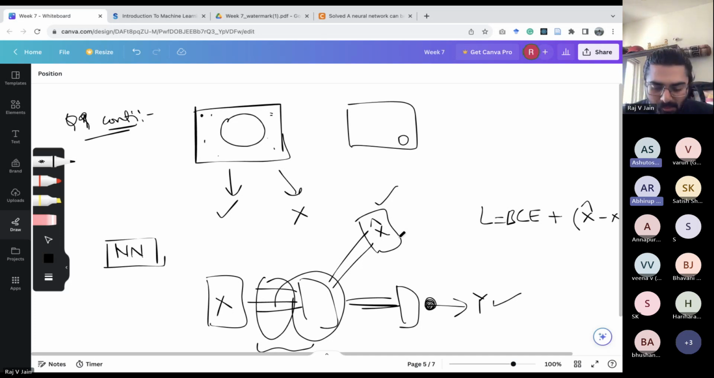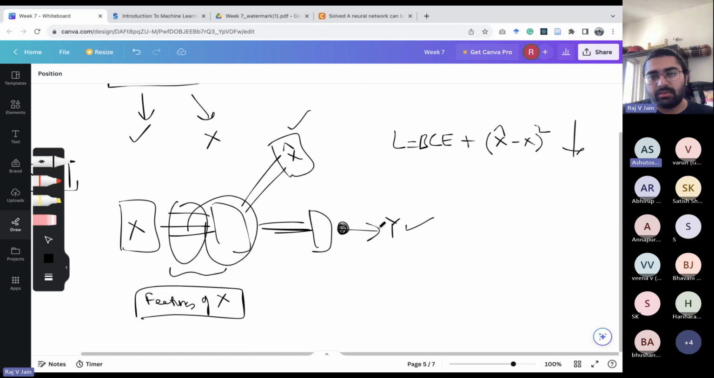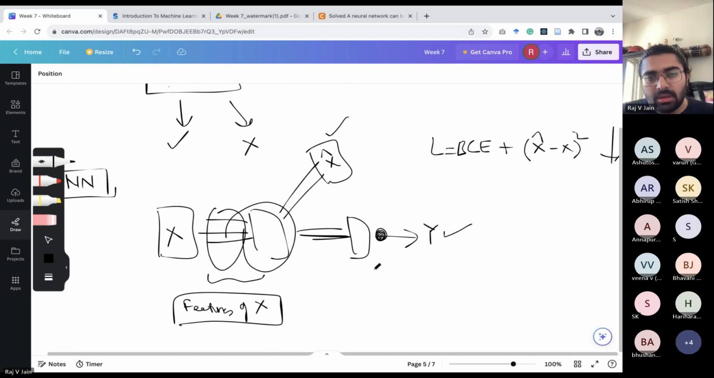Basically, it does two things at a time. One is the X hat construction, and another is the final output, that is the classification, which is captured there. Am I correct? Yes, correct. Y also has to be accurate.